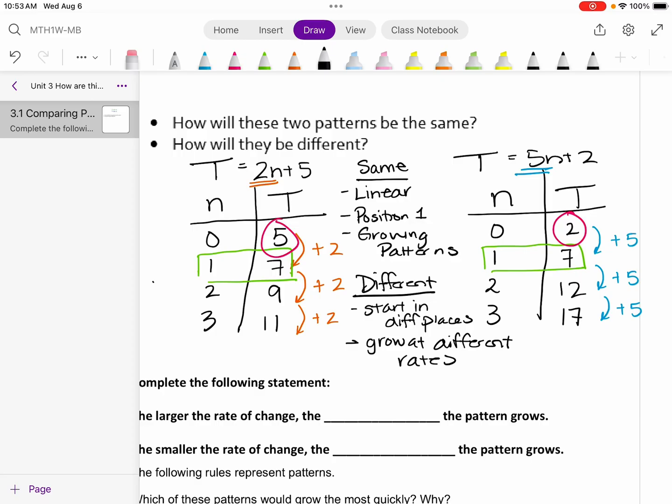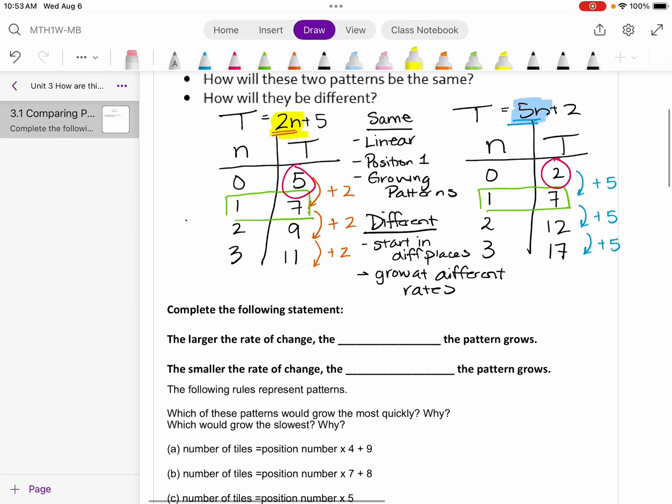So when I look at these patterns, one goes 2, 7, and then all of a sudden it gets bigger. So something that I might say is that this 5 is causing my pattern to grow faster than my rate of change of 2n. So let's make a little bit of a rule here. The larger the rate of change, the faster the pattern grows. And the smaller the rate of change, the slower the pattern grows.